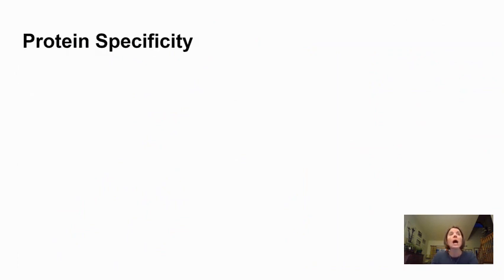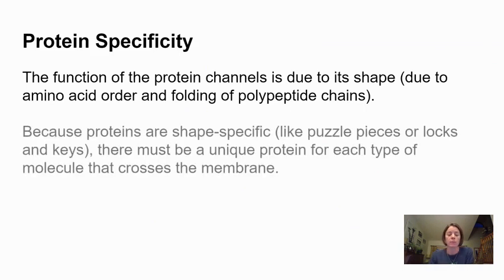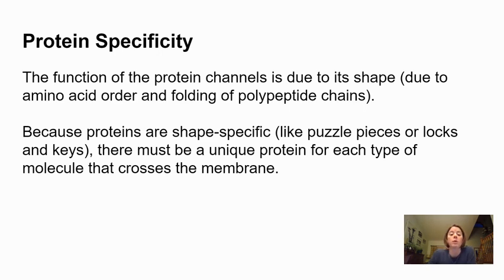The type of channel that is made has to do with the folding of the amino acids in the polypeptide chain. Whatever channel I need made, the cell will code for that specific amino acid chain, and then things will get folded up specifically. I'll show you the picture here in a second. Again, it's a 1-to-1: every channel protein or carrier protein is unique for the molecule that needs to get in and out. This is very similar to the way that it was one enzyme to one substrate.